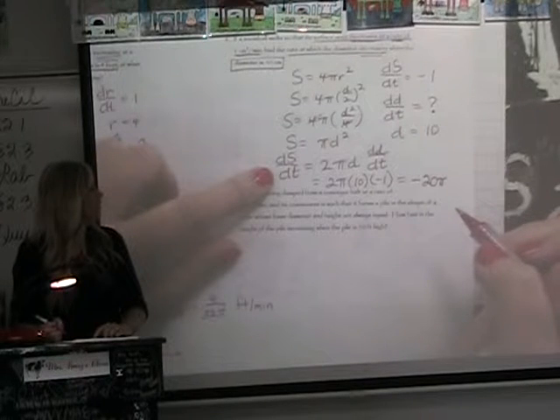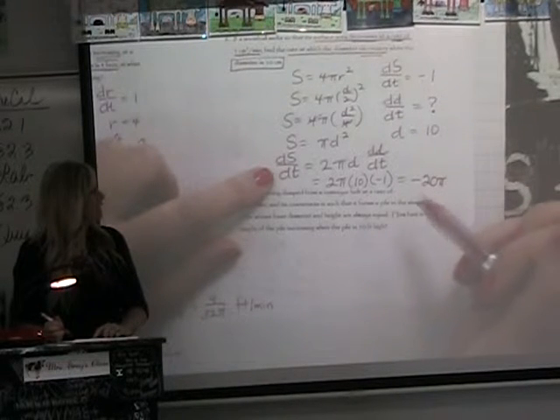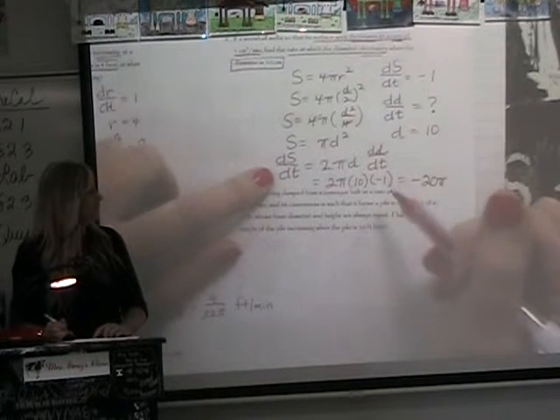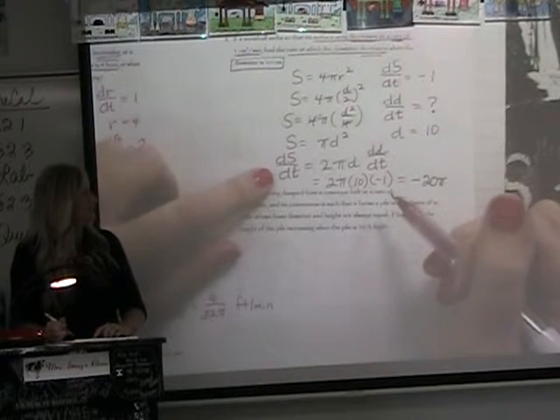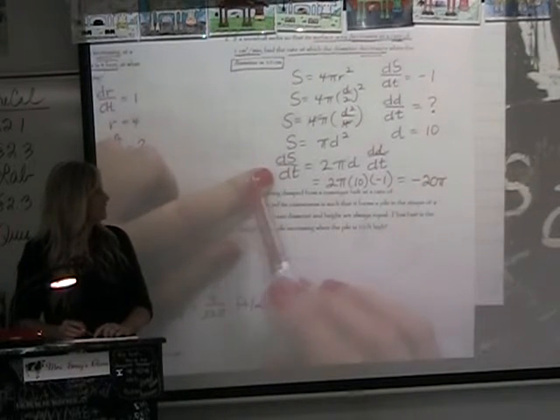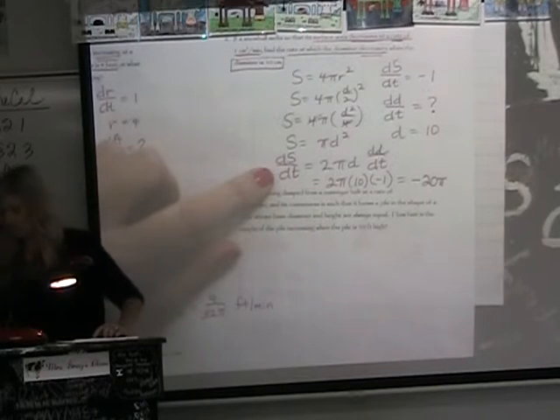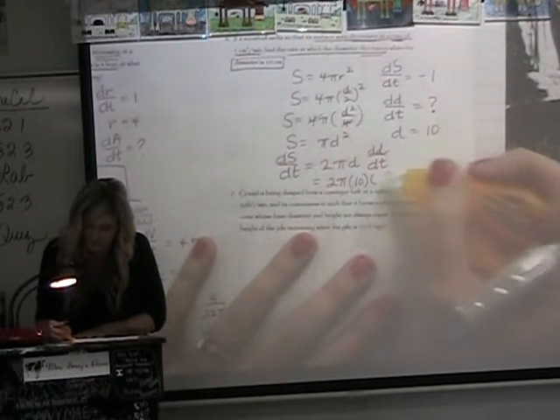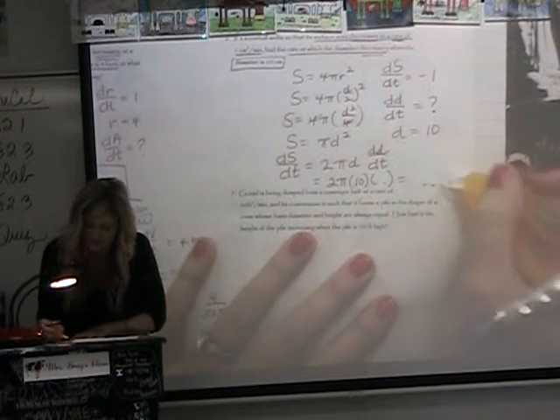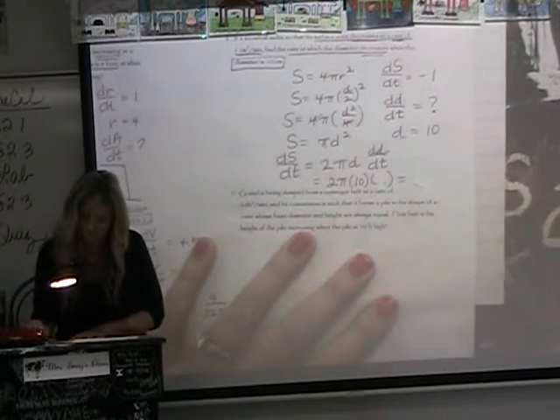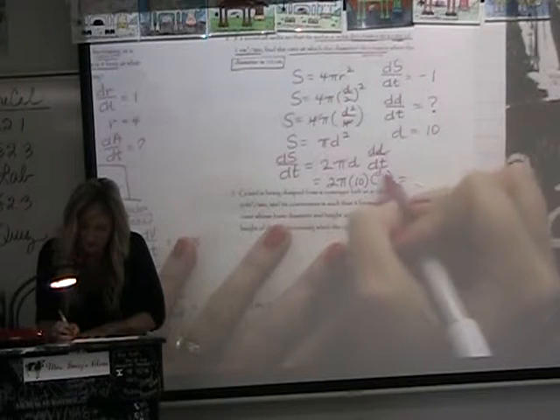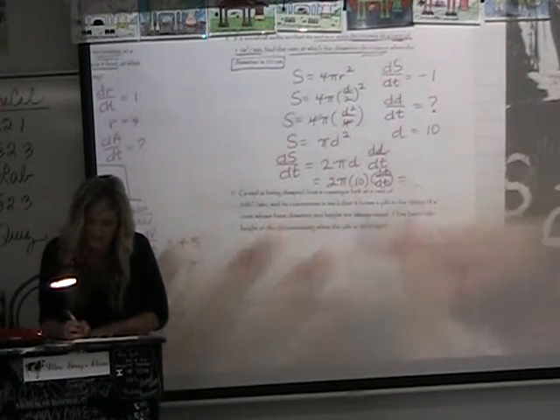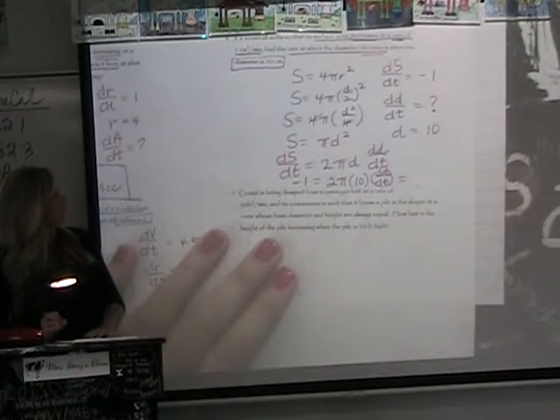Oh, you know what? I'm sorry. I subbed in -1 for dd. I should have substituted in for what? For ds. Let me fix that real quick. This should still be dd. We're solving for dd by dt, not ds by dt. So this should be dd by dt, and ds by dt is -1.